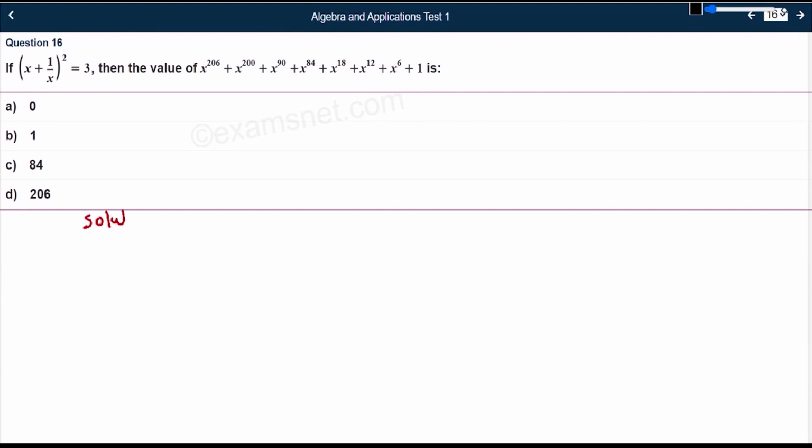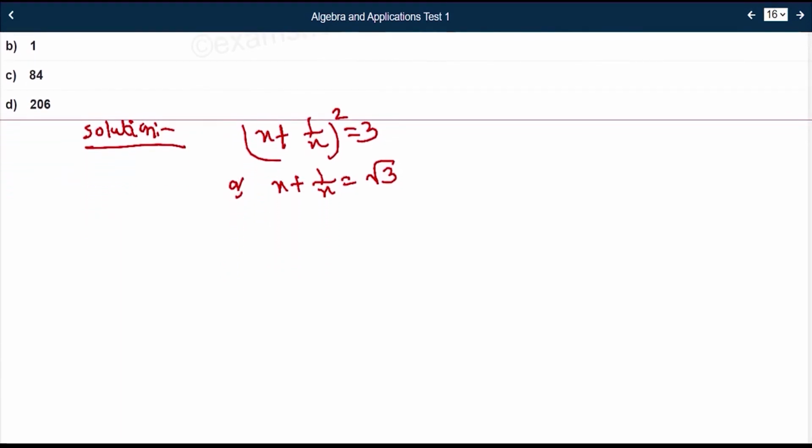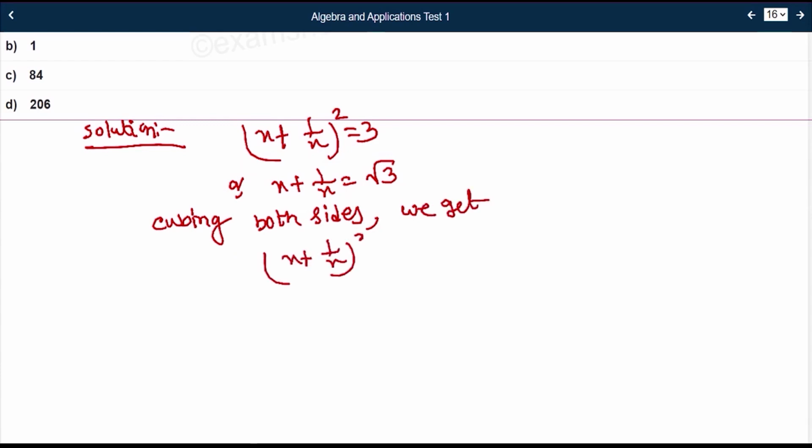And how can we do that? Let's see. (x plus 1 by x) whole square equals 3. Let's take the square root of both sides. It gives us x plus 1 by x equals root 3. Now, cubing both sides, we get (x plus 1 by x) whole cube equals (root 3) whole cube, right?